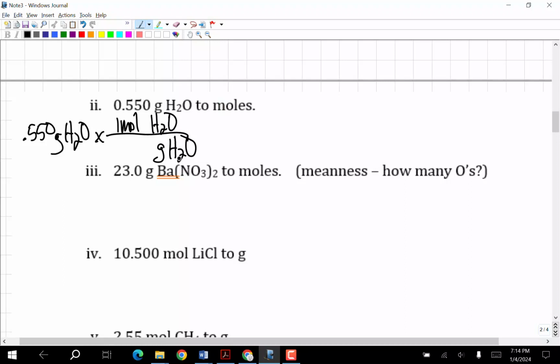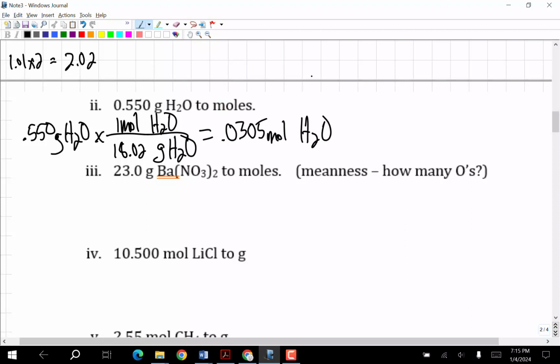H2O. I go to the periodic table. Hydrogen is 2.02 for 2 of them, right? 1.01. And then oxygen, look at the periodic table, is 16. Add those up and I get 18.02. 0.55 divided by 18.02 is 0.0305 moles of H2O.